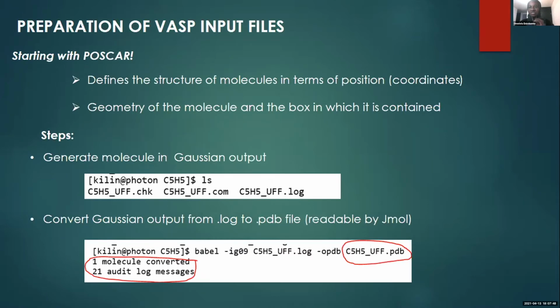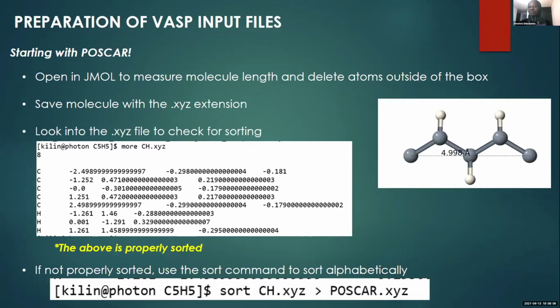POSCAR, when you think of POSCAR, you just think about coordinates, lattice geometry, X, Y, Z, that's all. Now, first of all, you generate the molecule in a Gaussian output and try to convert it into a PDB file, which is something readable by Jmol. Now, you go into Jmol, you measure the length of the molecule, you delete the extra ones and save it with a .xyz extension. You want to look into that file to ensure that it's properly sorted alphabetically. Sometimes the one I have right here has been sorted. So when it's not sorted, you have to use the sort command to arrange it alphabetically.